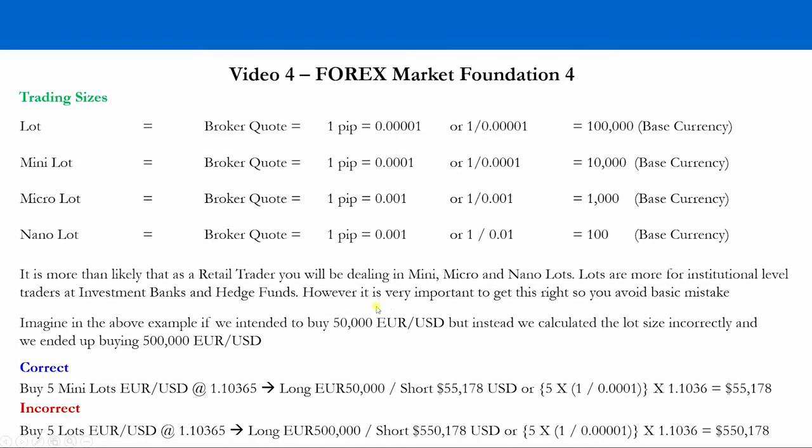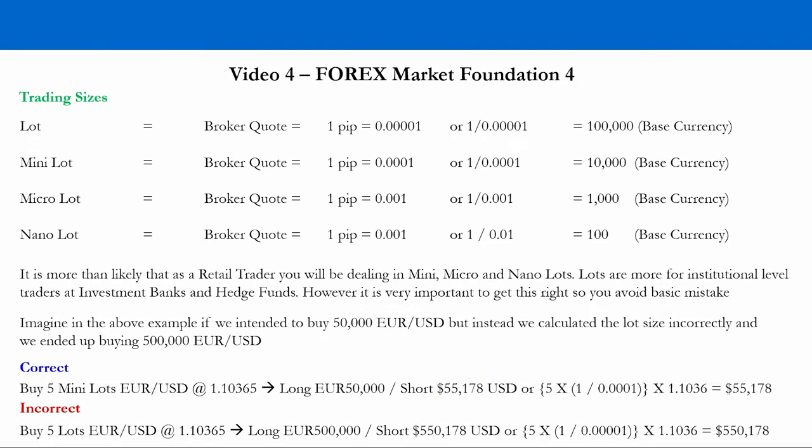If we use the above example of euro dollar, let's say we intended to have the equivalent exposure of 50,000 euros. So we wanted our trading size to be 50,000 euros, but instead we calculated the lot size incorrectly and ended up buying 500,000 euros. The correct way, if our intention was to buy 50,000, is to buy 5 mini lots, so going long 50,000 euros, and on the other side our exposure and our P&L will be expressed in US dollars.